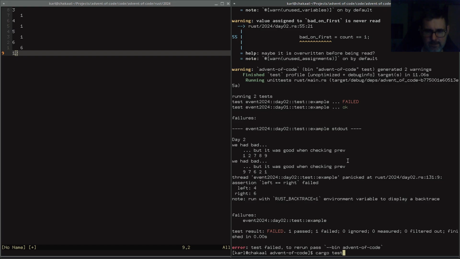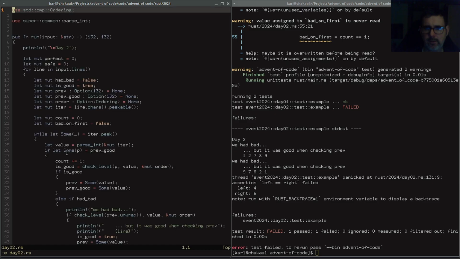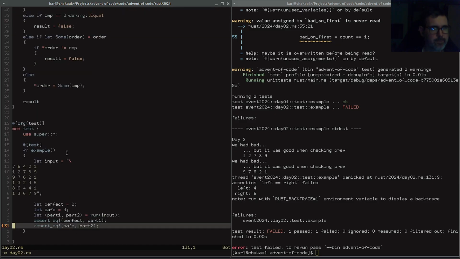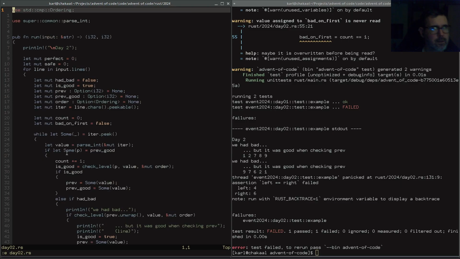So now that I've figured out the solution, it's just implementing it. So day 2, I don't even know what's failing here. I guess it would help, we could open the code. So on 131. So our first day is still working. Our part one is still working.